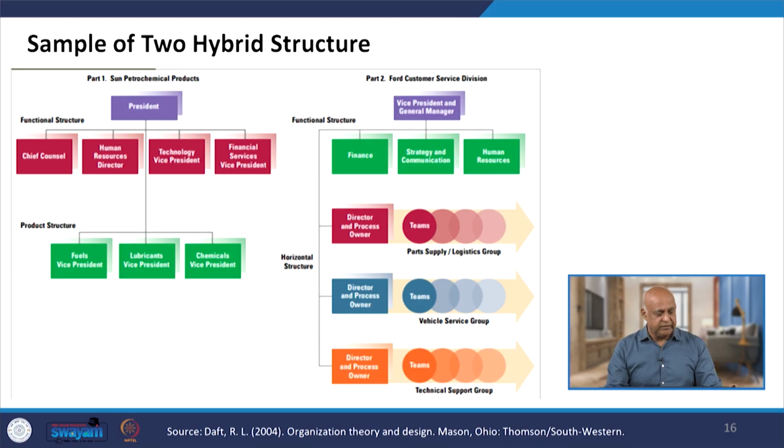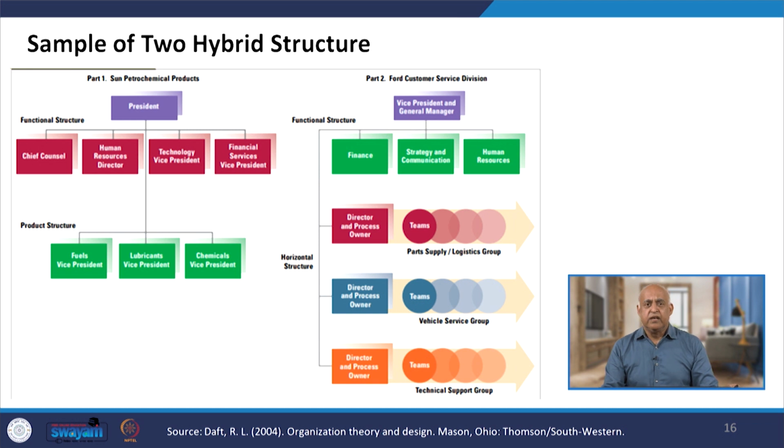This is an example of the hybrid structure, and here you find that the president is controlling the chief counsel, then the human resource director, then the technology vice president and the financial services vice president. While the product services are taken care of by this president, here the fuels vice president, the lubricants vice president and the chemicals vice president are there. So, this structure is there.